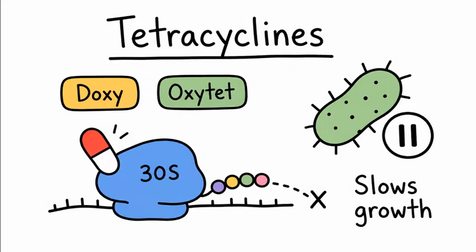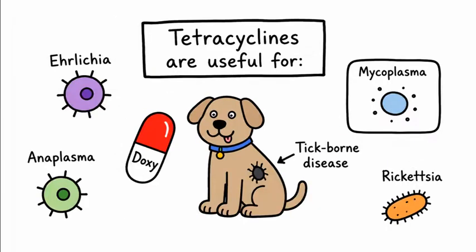Tetracyclines inhibit bacterial protein synthesis by binding the 30S ribosomal subunit. They are usually bacteriostatic, meaning they slow bacterial growth and depend partly on the immune system to help finish the job. Tetracyclines are useful because they have activity against some organisms that beta-lactams miss, including intracellular or atypical organisms like Ehrlichia, Anaplasma, some Mycoplasma, and some rickettsial diseases.